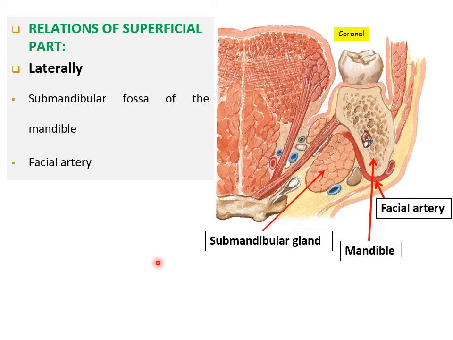In this slide we will see the lateral relations of the superficial part of the gland. This is the coronal section. In the coronal section you can see this is the superficial part. We are talking about the lateral relations. What are the lateral relations? The submandibular fossa of the mandible and the facial artery. These are the two important relations situated lateral to the superficial part of the gland. Hope you understood.